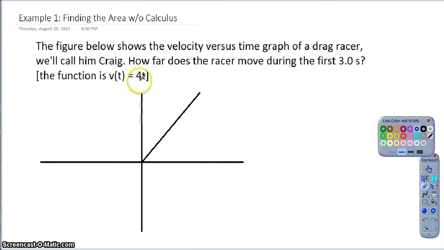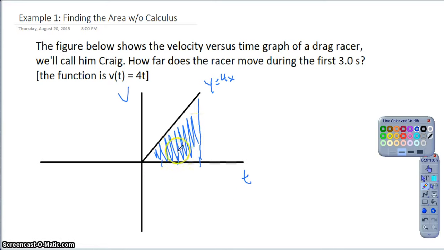Okay, so this is my velocity function, which means this is a graph, basically y equals 4x in other words. But we're using, of course, velocity and time instead of y and x. So if I want to find the distance, find the displacement, how far does the racer go during the first 3 seconds? I just want to figure out what's the area underneath this curve up to 3 seconds.